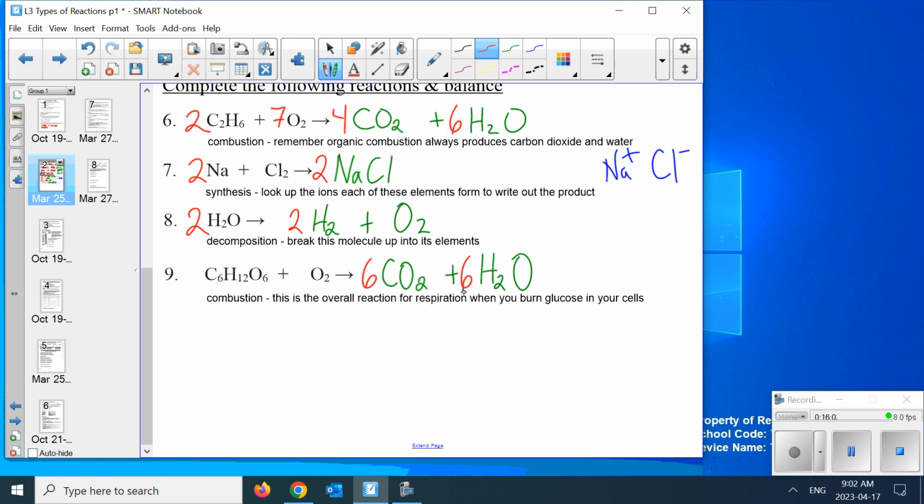And if I look at this, I'm going to double check. 6 carbons, check. 6 carbons. 6 times 2 hydrogens, check. That works. Now, to add up the O's, it's a little tricky. I've got 6 here, 2 here. I've got 6 times 2, so 12, 18.